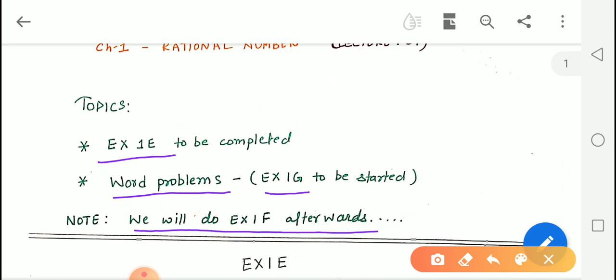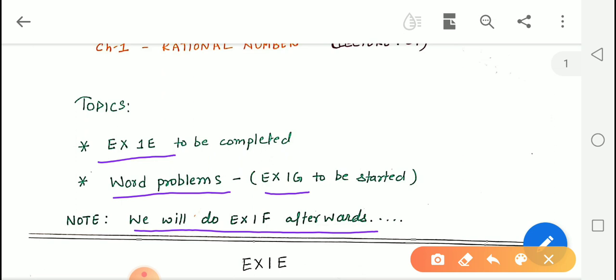Before starting today's lecture, I want to answer a few questions asked by the students. The first question was whether we have to do question number 6 of exercise 1E again. Yes, beta, you have to do it again. Sometimes I give repeated questions for more practice because those questions are important.